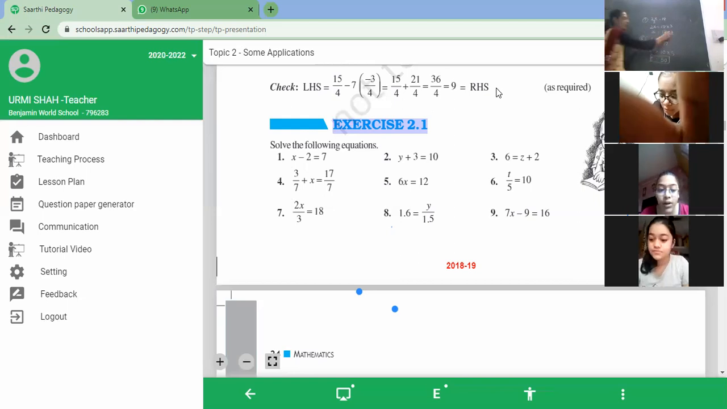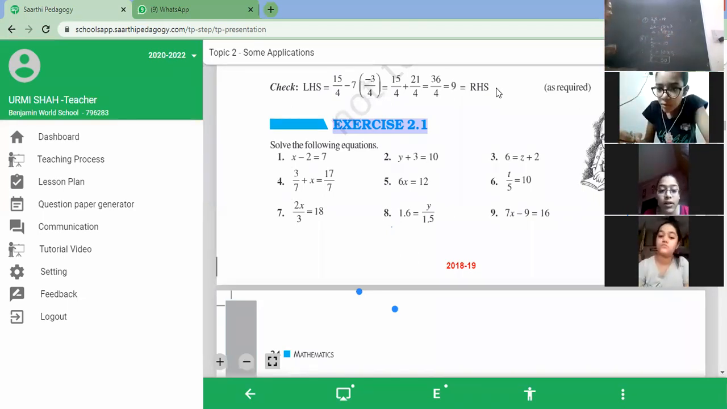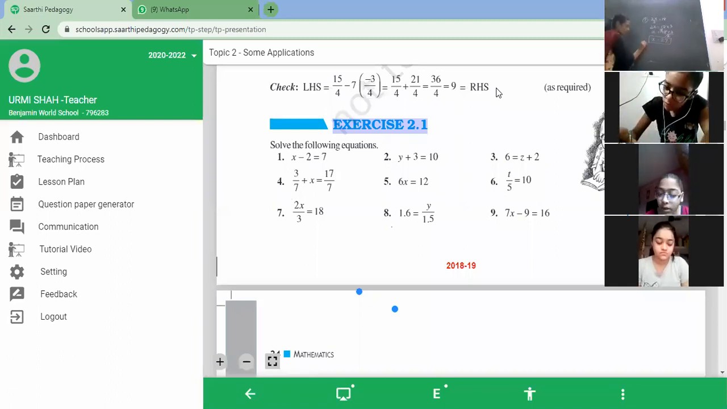Clear? Now 2 nines are 18. x is equal to 27. 9 threes are 27. The answer is x is equal to 27. Done.